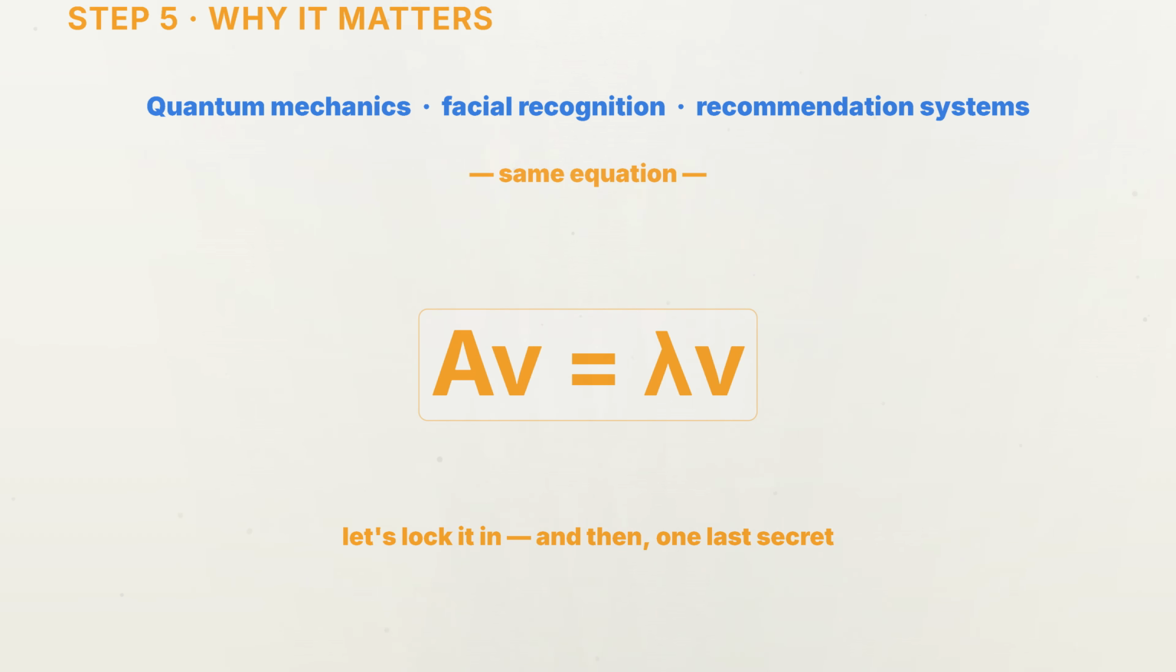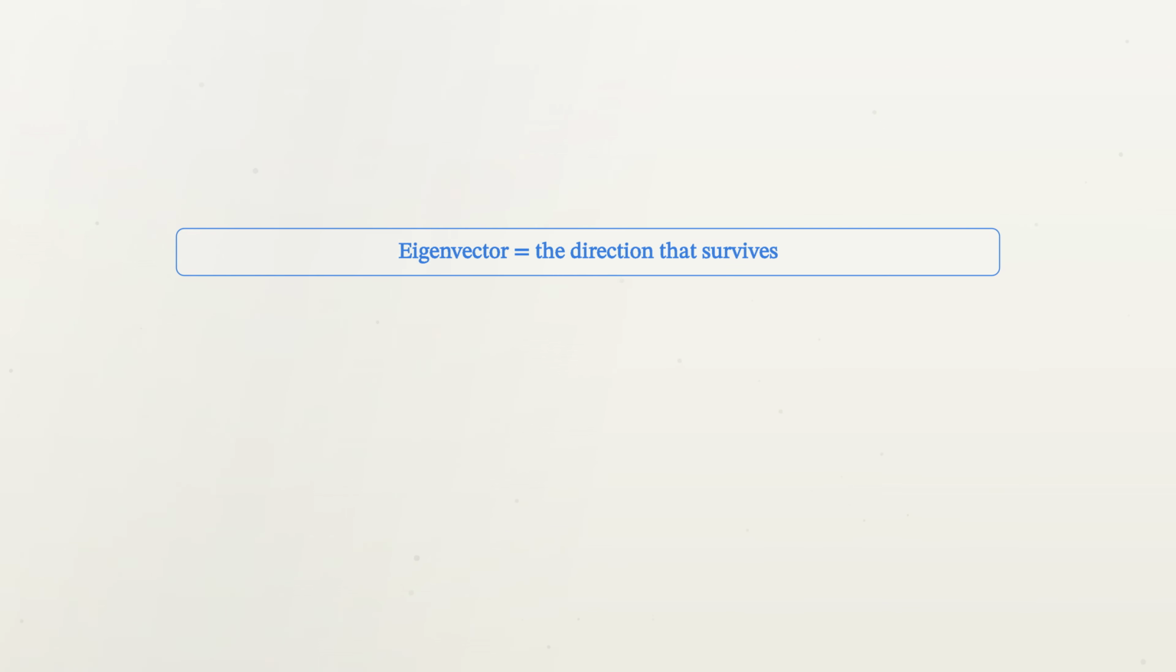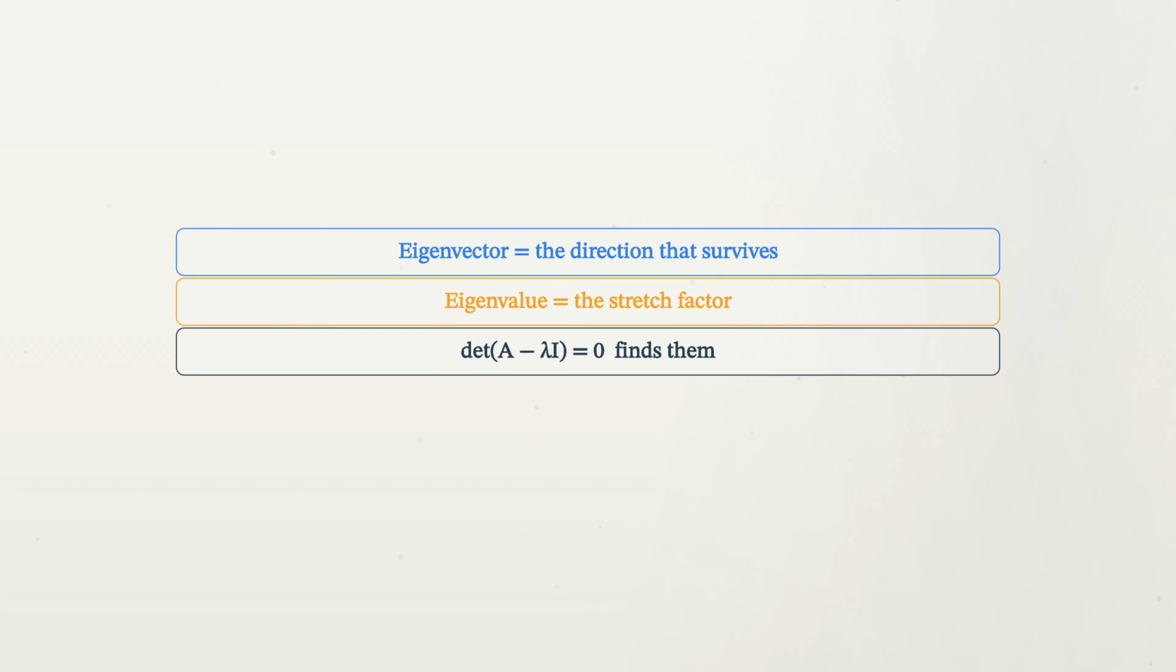Now let's lock in everything you learned, and then one last secret. The whole journey. An eigenvector is the direction that survives. An eigenvalue is the stretch factor, and det of A minus lambda I equals 0 finds them both. Two directions, infinitely many vectors. Remember that one direction that refused to rotate? Now you know exactly why.